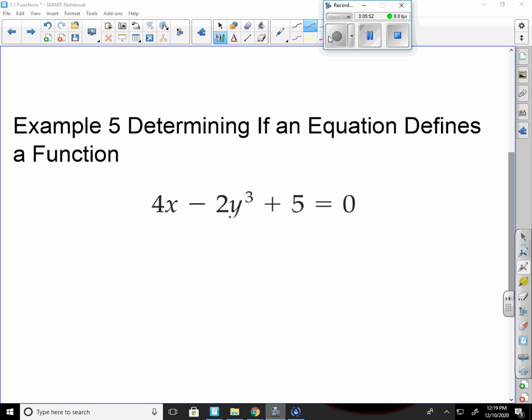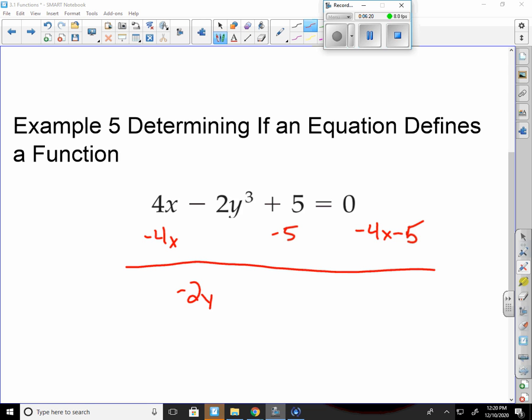So if I'm looking at this equation trying to determine if it gives us a function, then the first thing I think we should do is solve for y. So I need to get y by itself. So I'm going to get everything on the other side. So I'm going to subtract the 4x over, subtract 5 over. Should be a 5. So it gives me negative 2y to the third equals negative 4x minus 5. And I divide by negative 2.